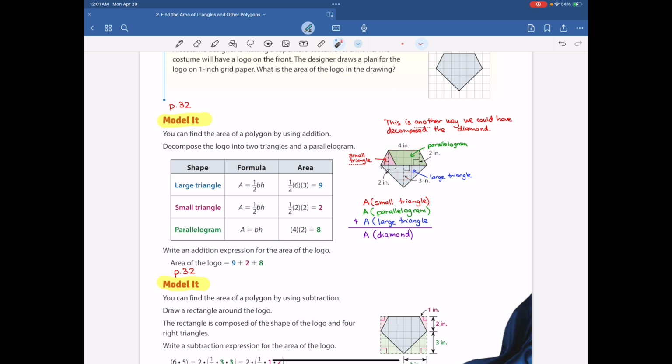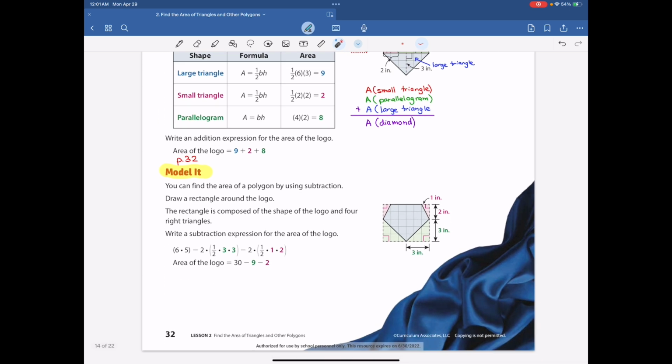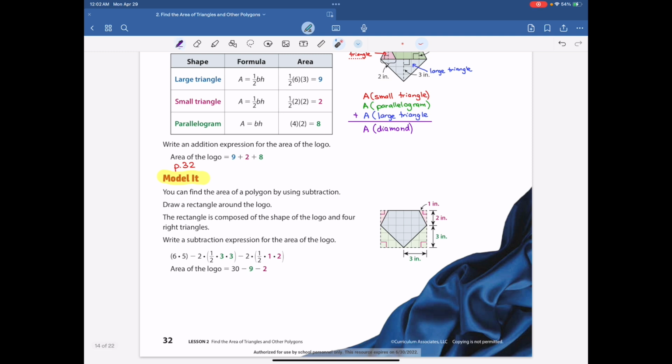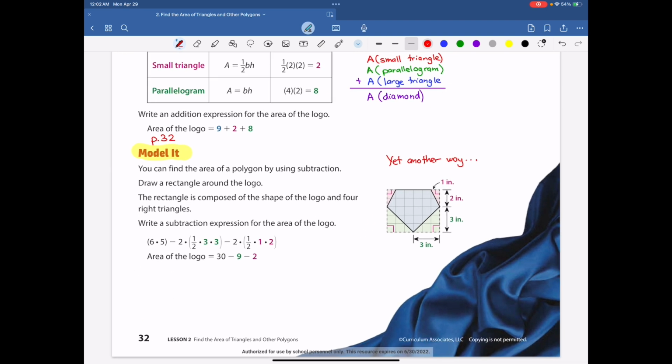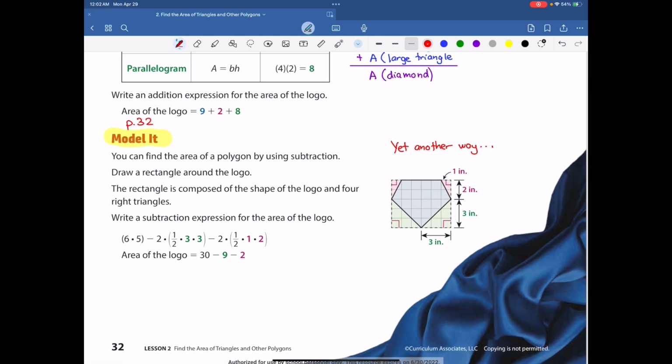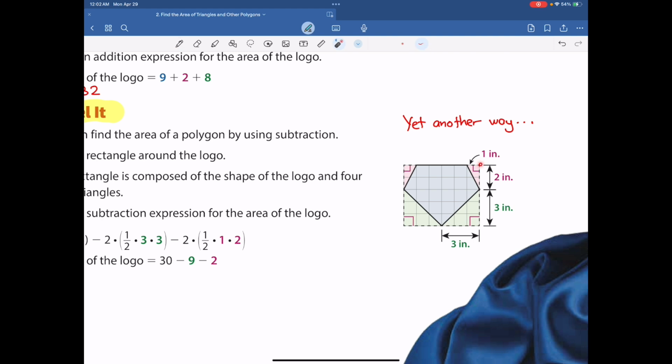Moving on to the second model it section, right over here. And here is yet another way that we could have decomposed. So write down yet another way. And for this one, we're going to use a subtractive approach. So we'll start with this huge rectangle here. And now instead of putting things together, we're going to start taking things away.